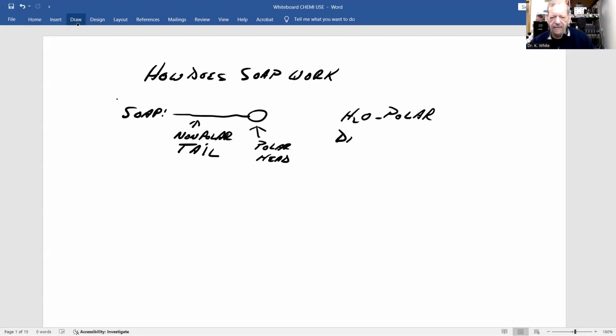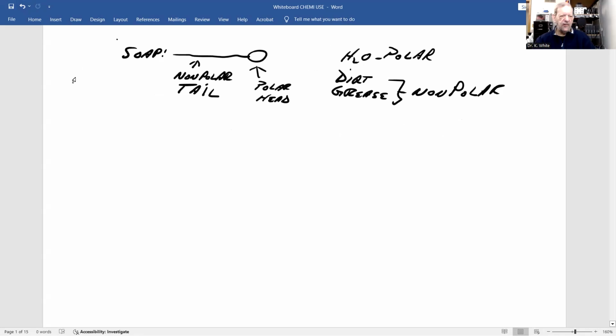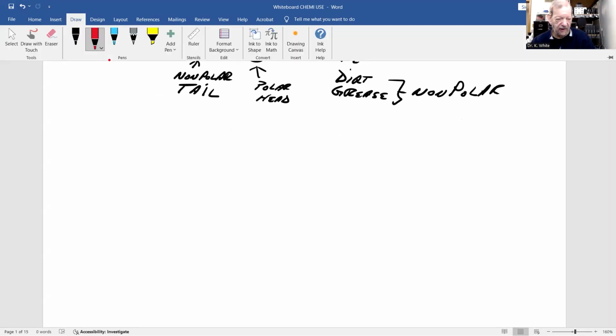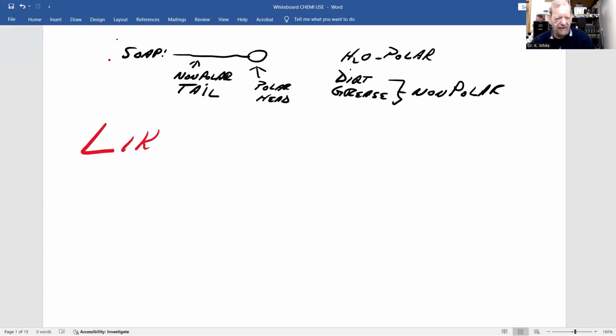And dirt and grease, things you want to get off your hands or other things, is nonpolar. Now, the key to how soap works is the rule of thumb, and I'm going to do it in red because it's so important: like dissolves like.